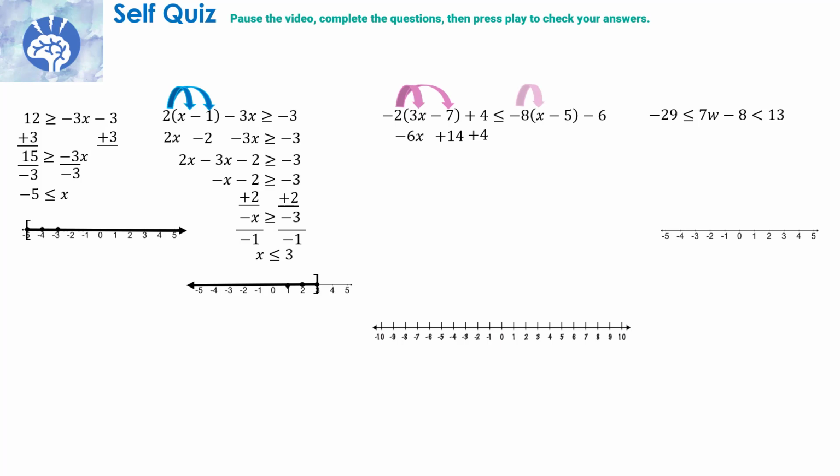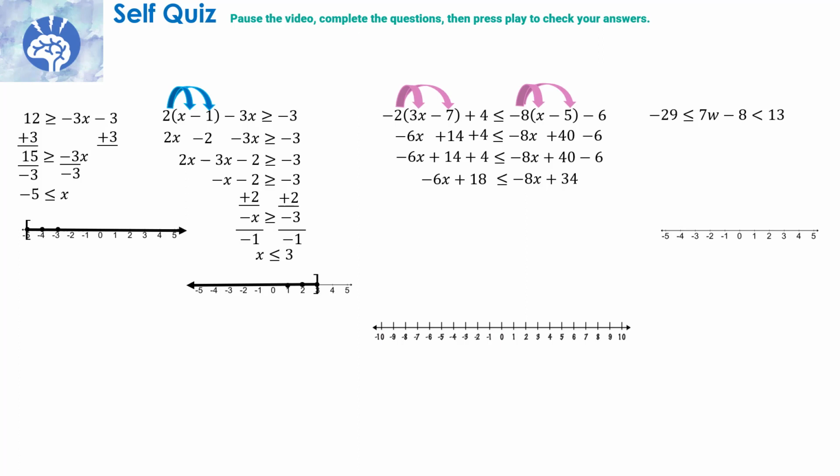Now we're going to take negative 8 times x, which is negative 8x. Negative 8 times negative 5 is 40, and then just minus 6. Let me rewrite it so it looks a little nicer. All right. I have like terms next to each other, so 14 plus 4 is 18. 40 minus 6 is 34.